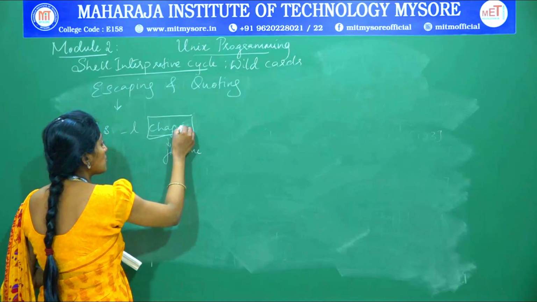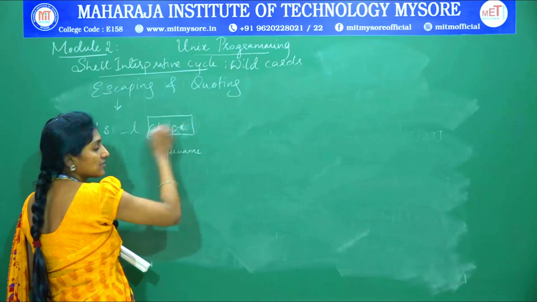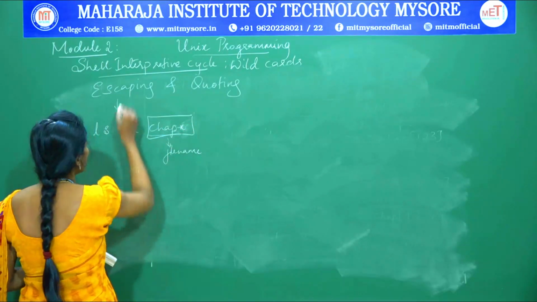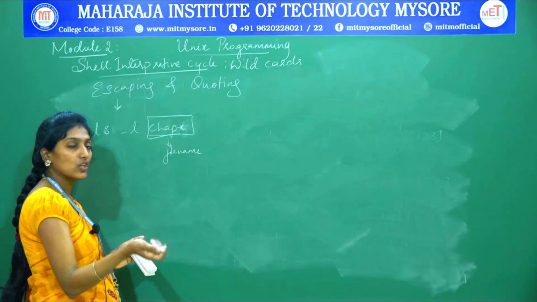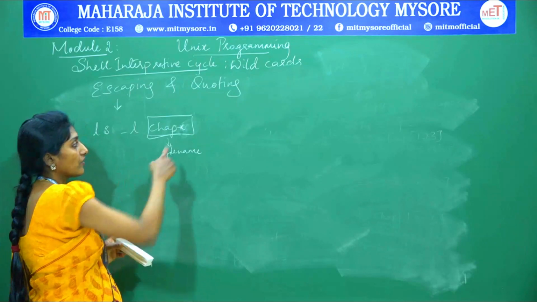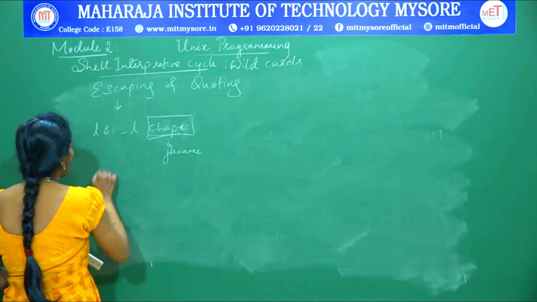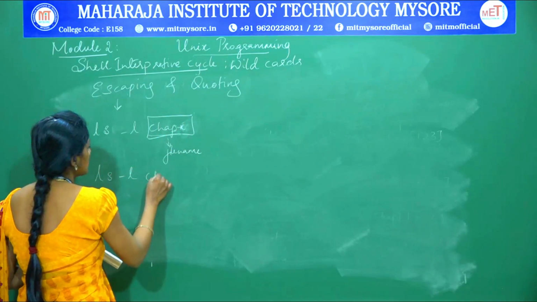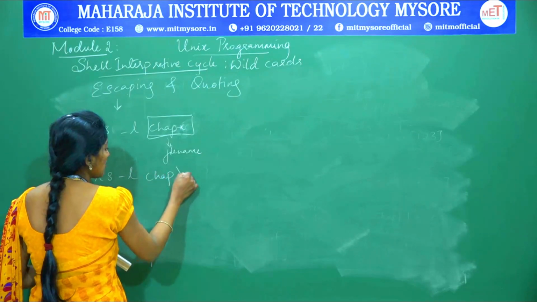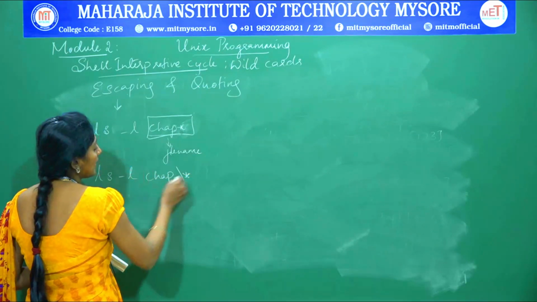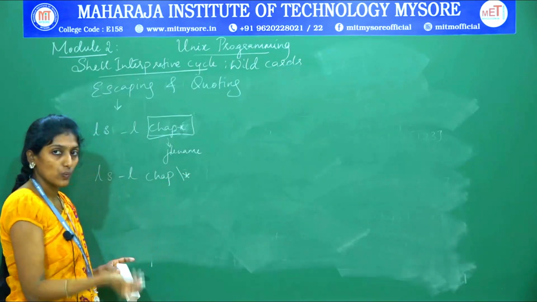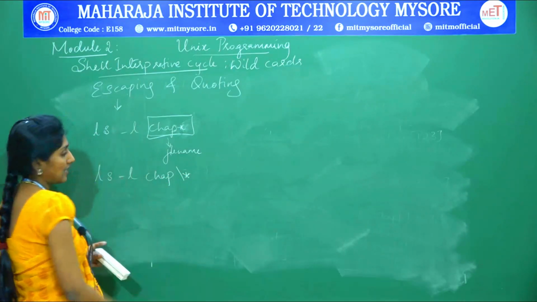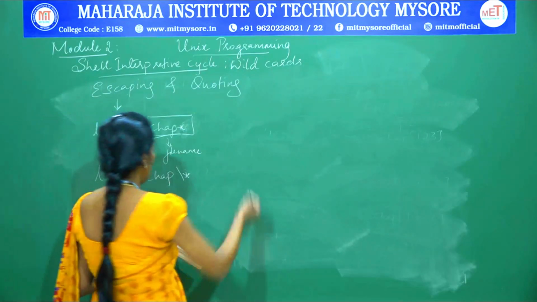So at that time, just to ignore the special meaning of this star, you can use escape. Escape means it is going to escape the meaning of this star. So at that time, ls -l chap, just use this backslash. It is going to ignore the meaning of the star and give you the output you want. So this is how escaping works. Likewise, quoting.